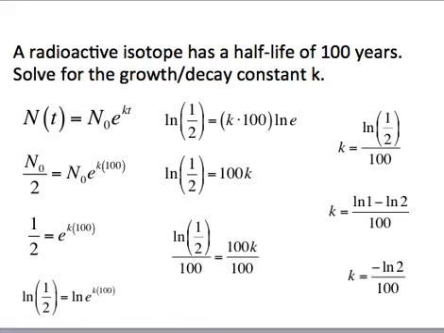So to make it a little cleaner, we can get our growth constant, k, is negative natural log 2 over 100, which is a negative number, as we expected, because the radioactive isotope is decaying. If our total number is decreasing over time, our k has to be negative. If you have a calculator, you can approximate that to negative 0.00693.